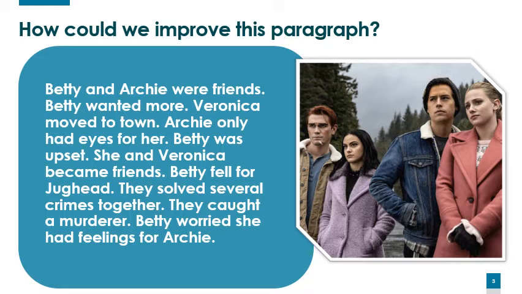Betty and Archie were friends. Betty wanted more. Veronica moved to town. Archie only had eyes for her. Betty was upset. She and Veronica became friends. Betty fell for Jughead. They solved several crimes together. They caught a murderer. Betty worried she had feelings for Archie.